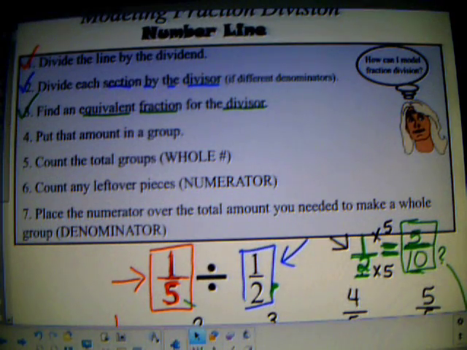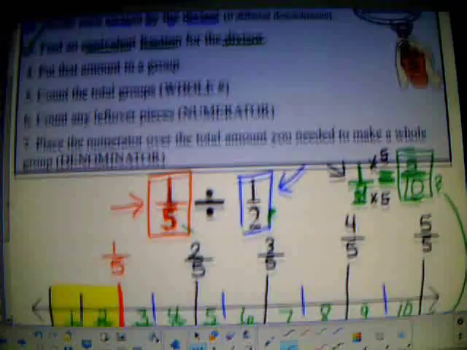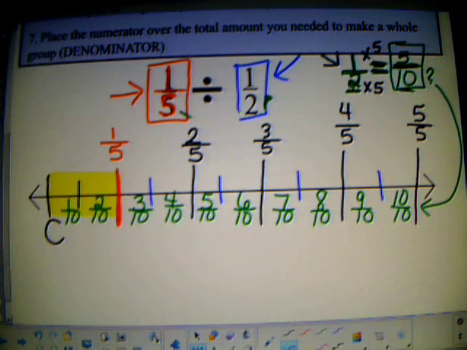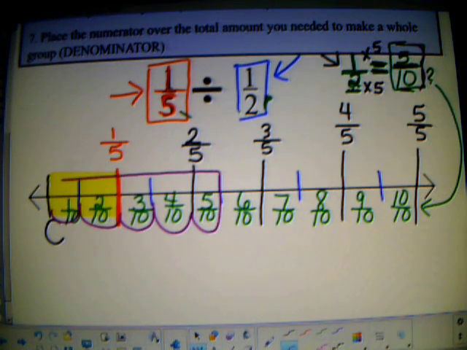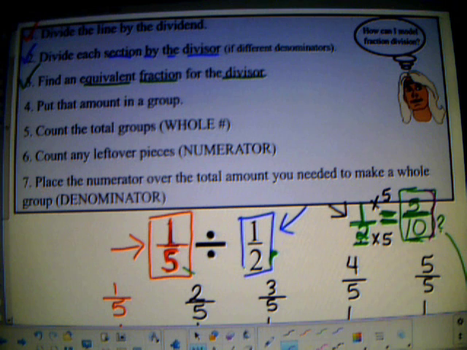Step number 4 says put that amount in a group. So I know that I need to put 5/10 in a group. So I'm going to group these. I have 1, 2, 3, 4, 5/10 in a group. I have now completed step number 4.